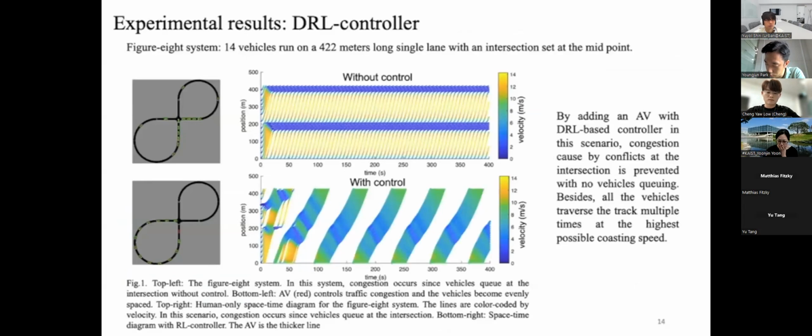We evaluate our method in a figure 8 system with 14 vehicles running on a 4,022 meters long single lane with an intersection set at the middle. When all vehicles are human-driven, we can see that congestion occurs since vehicles queue at the intersection. By adding an autonomous vehicle with DIL controller, congestion caused by conflicts at the intersection is prevented, with no vehicles stopping and waiting there.